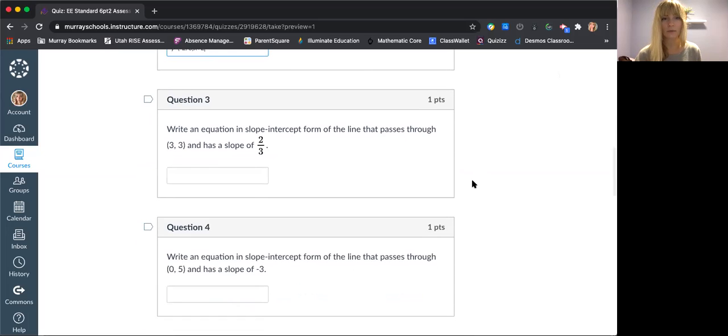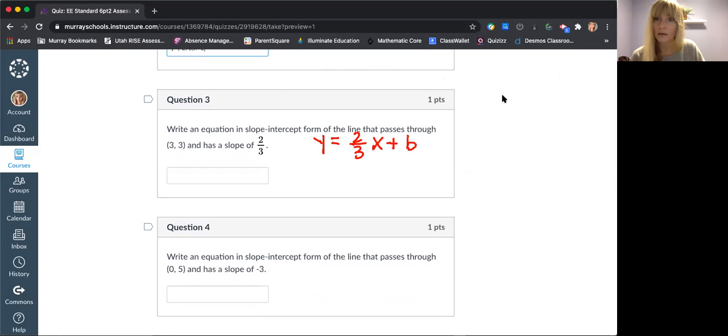Question number 3, write an equation in slope-intercept form of the line that passes through (3, 3) and has a slope of 2/3. This would definitely require some algebra written down on your paper. They told me the slope, so I'm going to start like this. Y equals 2/3 x plus b. I wrote plus b because I don't know it yet. What are the two things I need to write an equation?